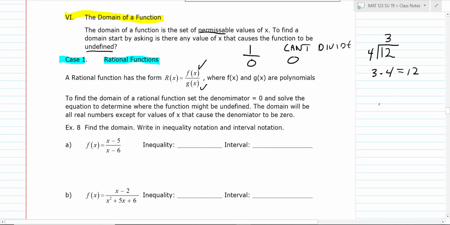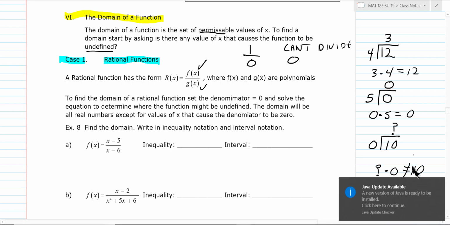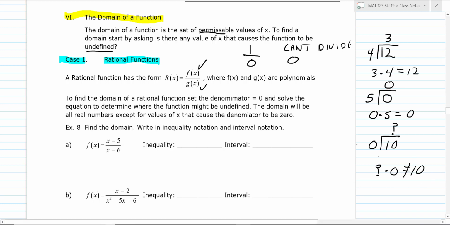Let's say that you had 0 divided by 5. Well, that answer is 0. You can check your answer and prove that it's right because 0 times 5 is equal to 0. But if you divide by 0, it doesn't make any sense. If you had 10 divided by 0, no matter what you think the answer is, if you tried to check it, if you took that answer times 0, you would never get 10, you would get 0. So it doesn't make any sense to divide by 0.